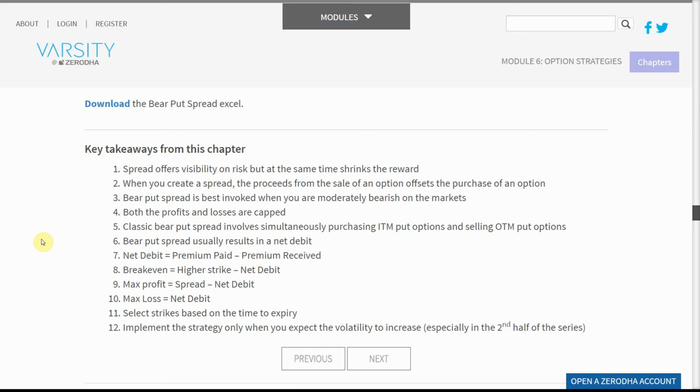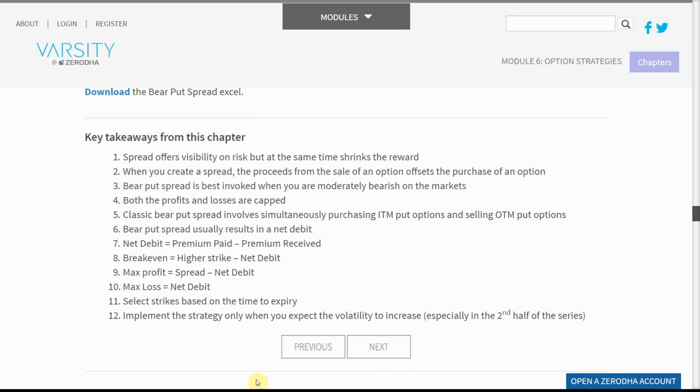Net debit equals premium paid minus premium received. Break-even equals higher strike minus net debit. Max profit equals spread minus net debit. Max loss equals net debit. Select strikes based on the time to expiry. Implement the strategy only when you expect the volatility to increase, especially in the second half of the series.